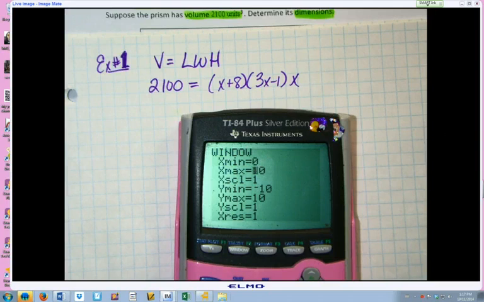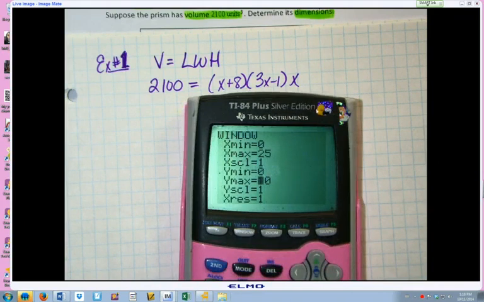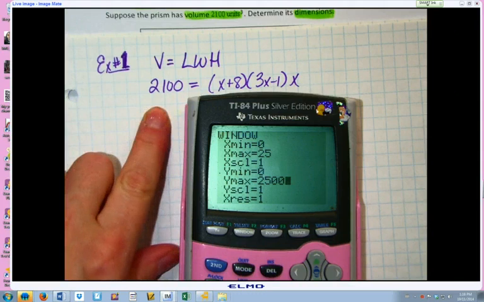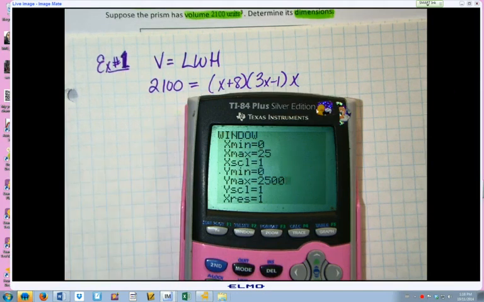Okay, 3 dimensions are eventually going to give us 2100, so probably bigger than 10, because 10 times 10 times 10 is 1,000. So got to go bigger than 10. Give me a number. That would be really, really big. Really big. 25. Okay, let's go down to y, which is volume. Do we need a negative volume? And the max needs to be at least 2100. So let's go bigger. 25. Well, because we have to go at least to 2100, right? Because that's our volume here, so we want to show more than that. Okay, now what?